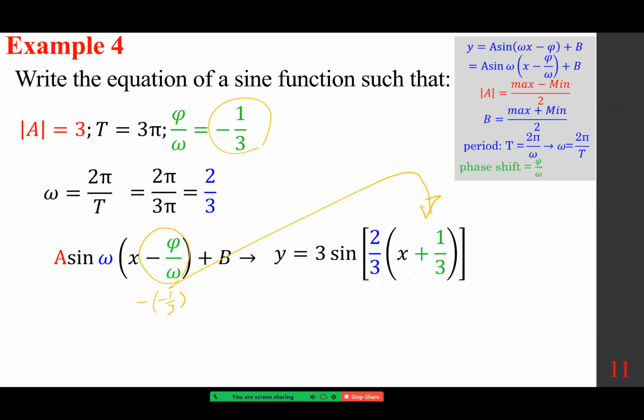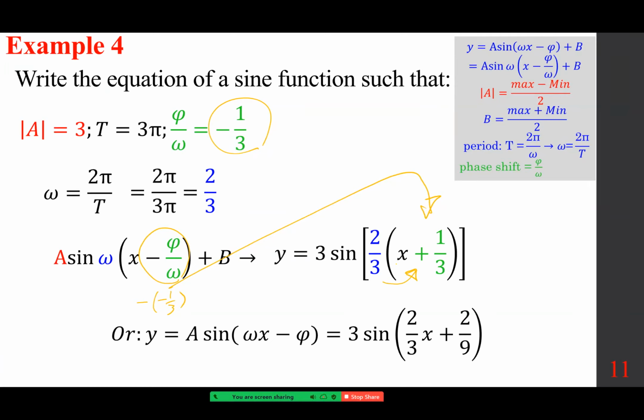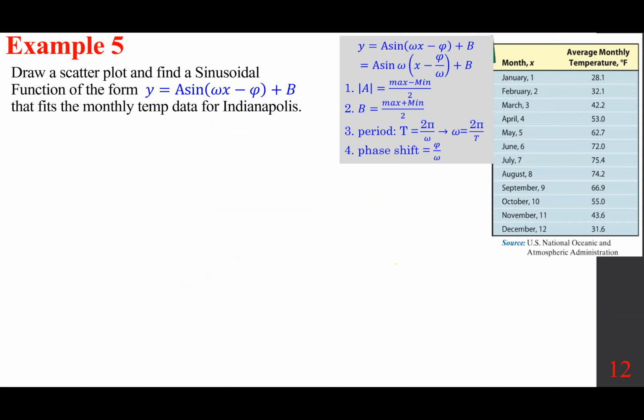But sometimes they like to multiply the 2/3. They like to distribute it. If so, you can write it in this format. I don't think it makes any difference. I don't think any need for that, but it's up to you. Now we're going to look at how we come up with the sinusoidal function given data. So here's the last question. Draw a scatter plot and find a sinusoidal function for this.